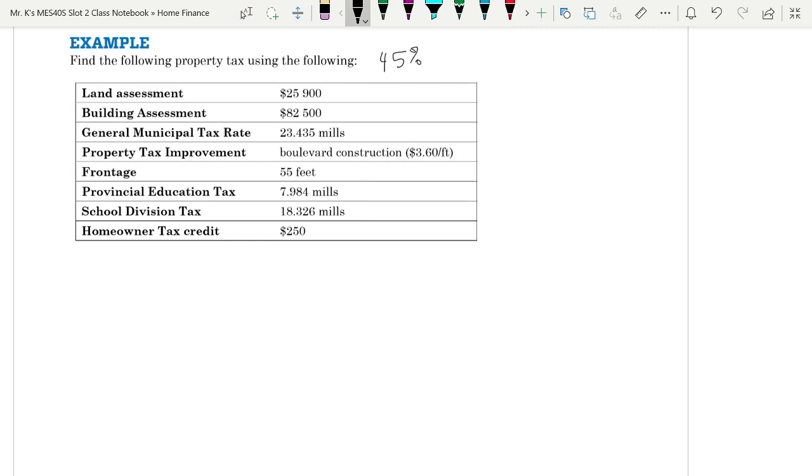Okay, so our city has assessed, they think my land is worth $25,900 even if it was empty, but I've got a building on it that is worth $82,500. So step one is to figure out what my portioned assessment is. My portioned assessment is 45% of those two numbers. So it's 0.45, and then of those two numbers added together. I'll add them together in a bracket here.